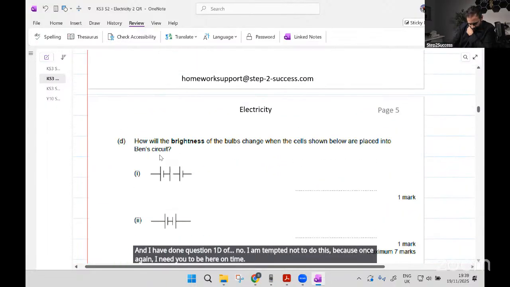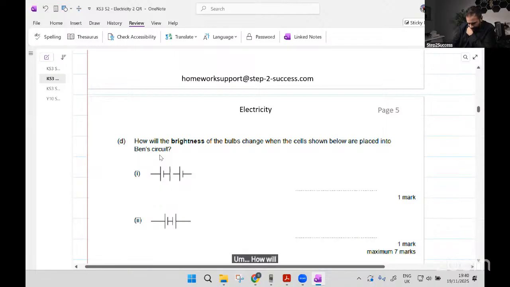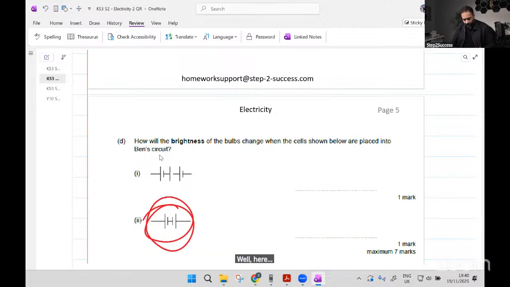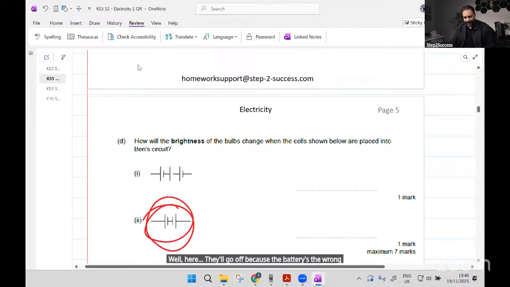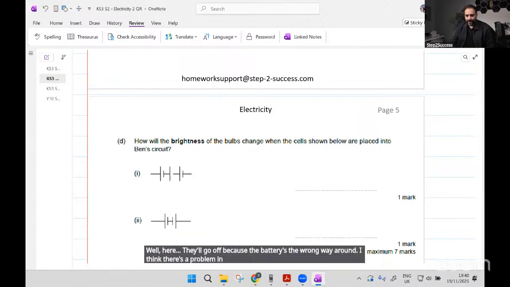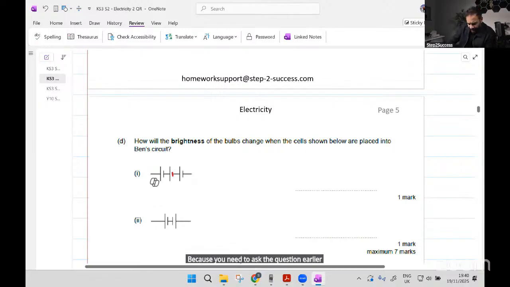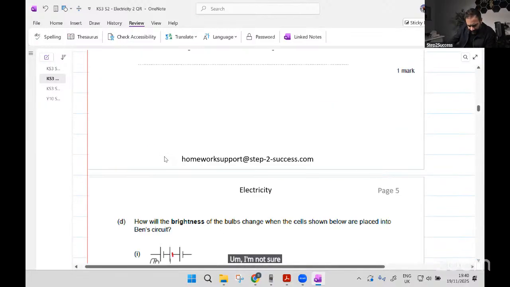How will the brightness of the bulb change when the cells shown are placed in Ben's circuit? Well, here they'll go off because the battery's the wrong way around. I think there's a problem in this next question. I'm not doing question 7 of booklet 3 because you need to ask the question earlier, I'm afraid. I'm not sure what the problem is in that one.